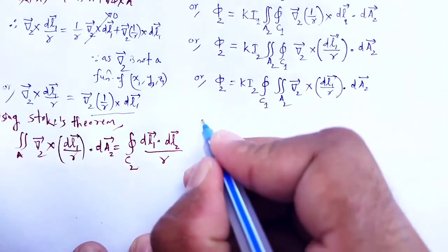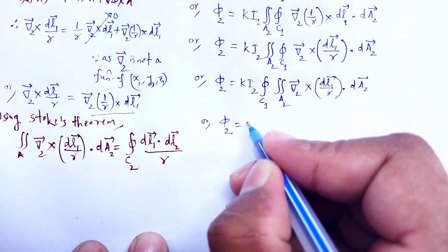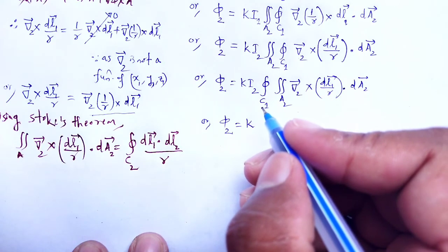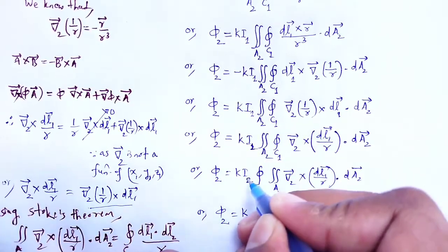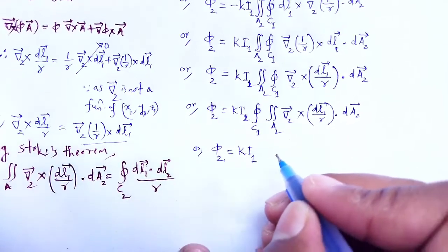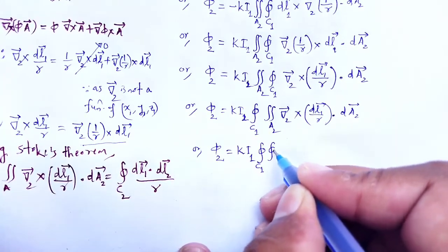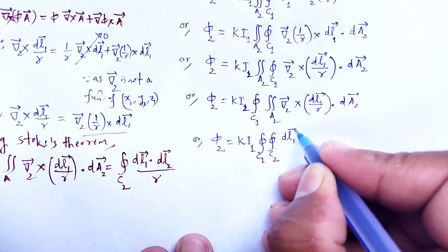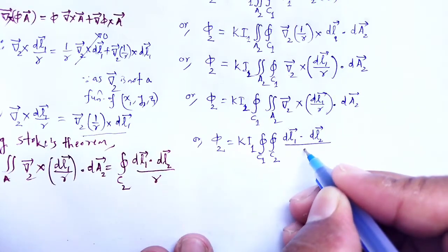Therefore, we have phi 2 is equal to k I1, closed curve integration C1, closed curve integration C2, dl1 dot dl2 divided by R.